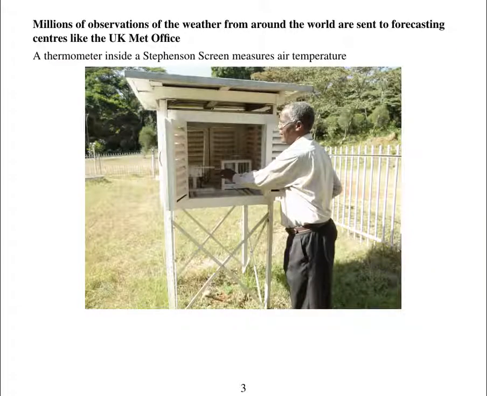Well, first of all, there's getting all those observations in of the recent weather, and millions of observations of weather from around the world are sent to forecasting centres like the UK Met Office. And this is a thermometer measuring the temperature of the air inside a Stevenson screen. This Stevenson screen is used so that the sun doesn't shine directly on the thermometer, which would warm it up, make it much warmer than the surrounding air, and also so that the wind doesn't blow over it, which might cool it down to cooler than the surrounding air.